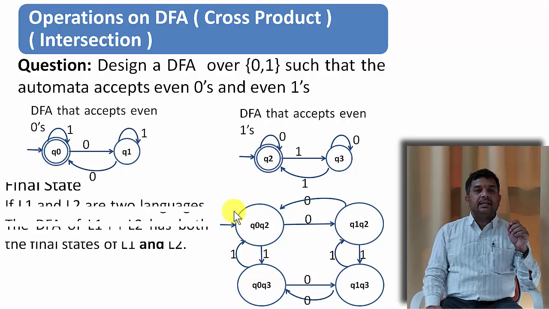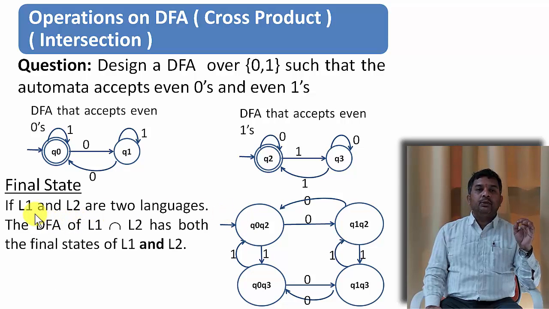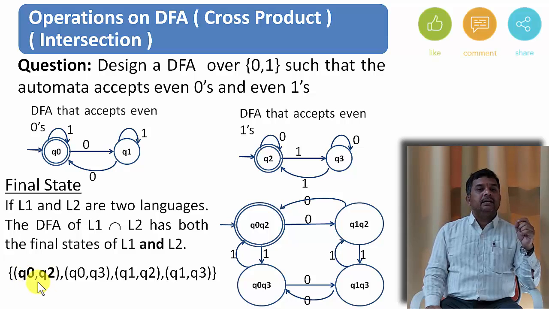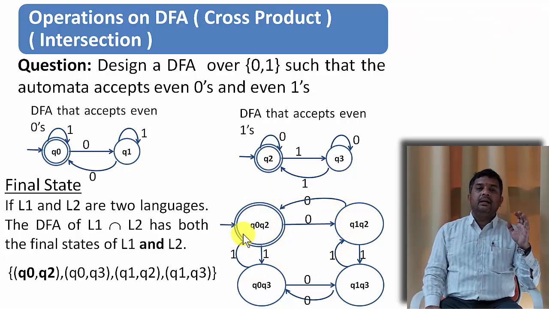Now talking about the final state. You can see Q1 and Q2 are two languages, and the DFAs of Q1 and Q2 both have final states. In DFA 1, you have Q0 as the final state, and in DFA 2, Q2 is the final state. When we take their cross product, these are the states we have. Out of these states, only one state has both as final states, that is Q0, Q2. So Q0, Q2 becomes the final state in the combined DFA.